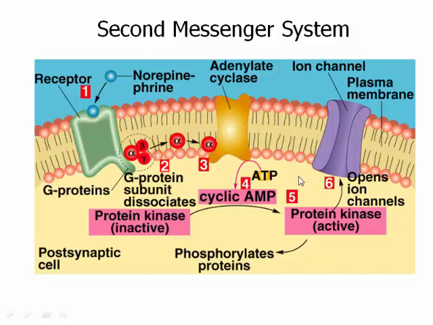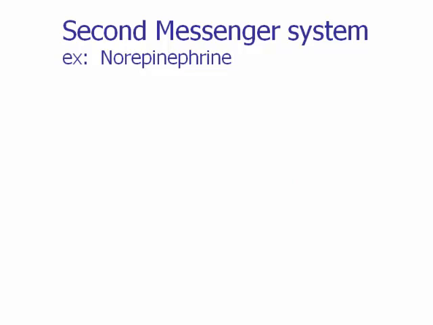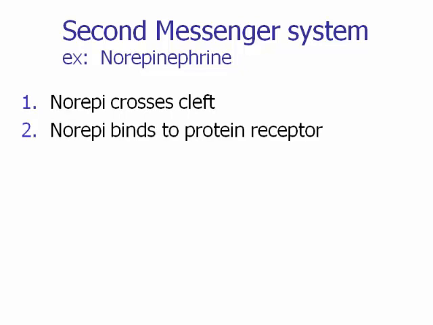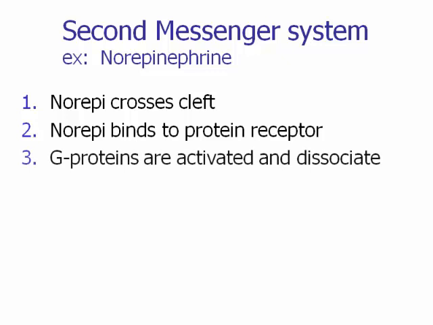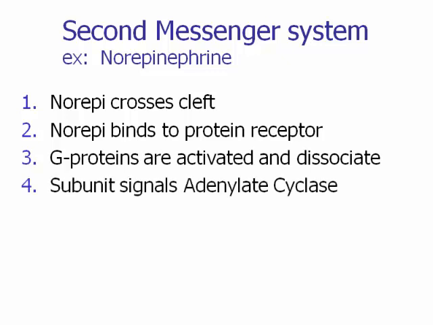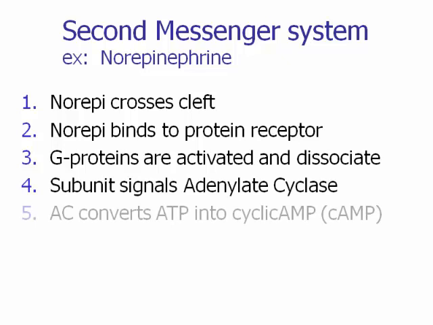Okay, so let's write down the steps the way I need you to know them. The second messenger system is called norepinephrine, and the example is norepinephrine crossing the cleft, binds to protein receptors. G proteins are activated and dissociate. Subunits signal adenylate cyclase. Then adenylate cyclase, which I abbreviated as AC, you won't see that in your book, but I was running out of space on my slide, okay?